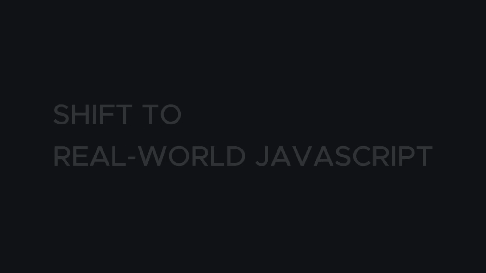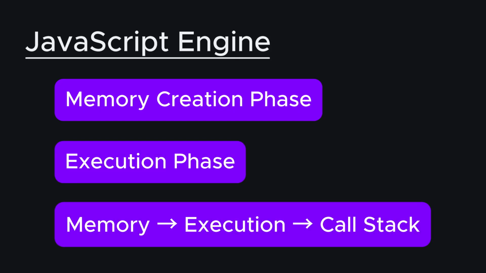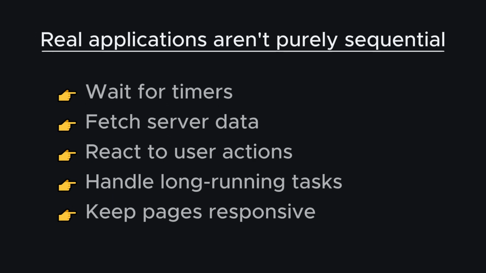So far, we've seen how JavaScript executes code inside the engine using memory, execution, and the call stack. But here's where things get interesting. Real applications don't run line by line only. They wait for timers, fetch data from servers, and react to user actions. So the question is, how does JavaScript handle time-consuming tasks without freezing the entire page?